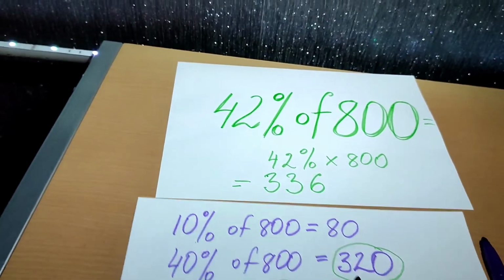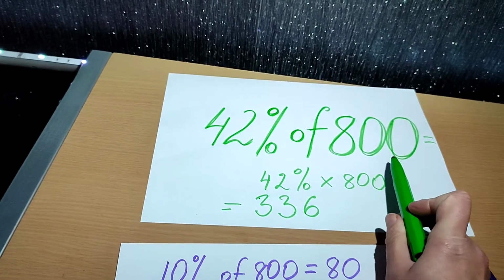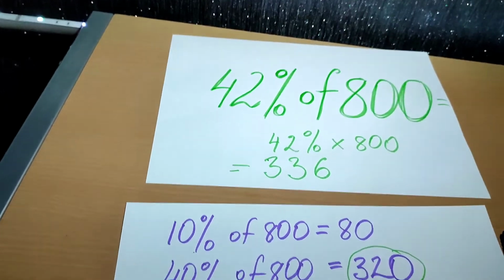336. Let's check. Is our answer smaller than our original number? Yes, it is, because it should be. And it's less than half. Yeah, less than half. So we're about right.